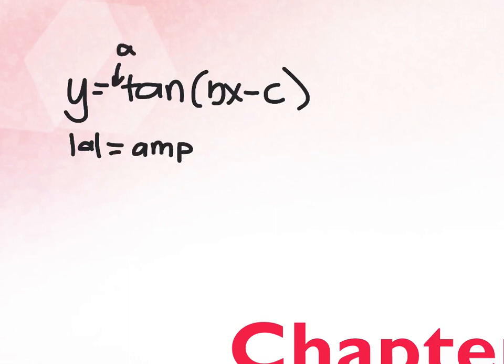If it's positive, then tangent points up to the right and down to the left. If it was negative, it will flip the other way. The b leads to the period, but the period this time is pi over b.